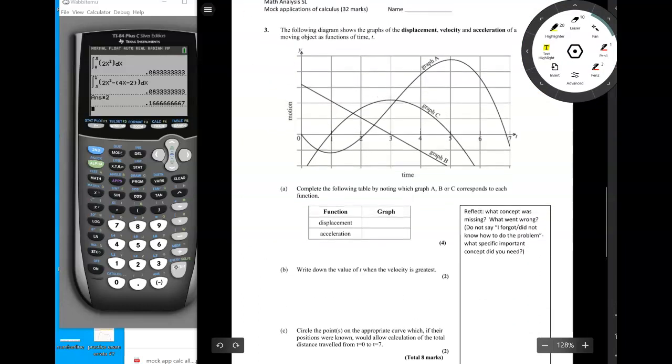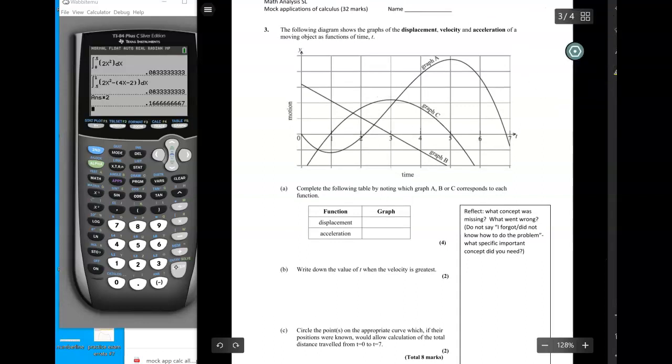Number 3. And now you can see that sometimes on paper 2, they're going to give you a problem where you may use the calculator, but it's pretty much impossible to use the calculator. So the following diagram shows the graphs of the displacement, velocity, and acceleration of a moving object as functions of time t. Complete the following table by noting which graph A, B, or C corresponds to each function. They're asking us which of these three is displacement, which is acceleration, which is velocity.